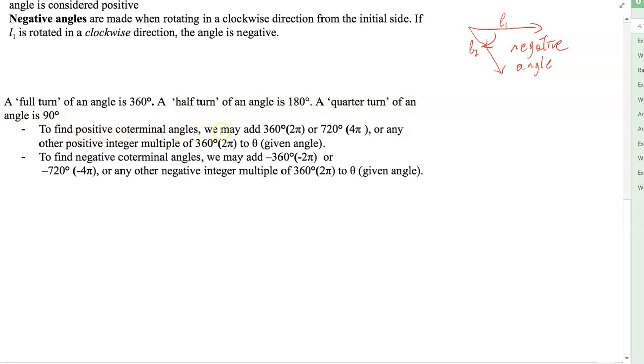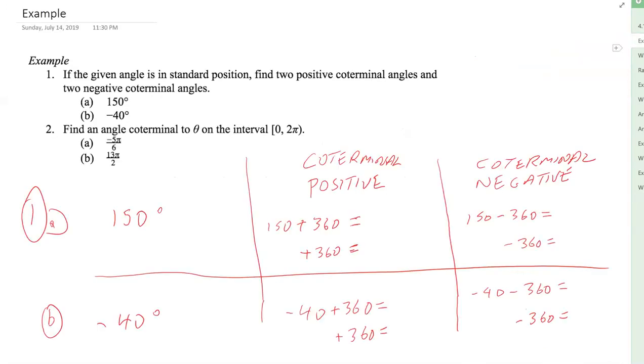To find positive coterminal angles, we add 360, or 2 pi in radians, or multiples of 360 until we get positive angles or more positive angles. And to find negative coterminal angles, we add negative 360, or in other words, subtract 360 degrees or 2 pi radians, until we end up with negative angles. Let's look at a couple of examples.